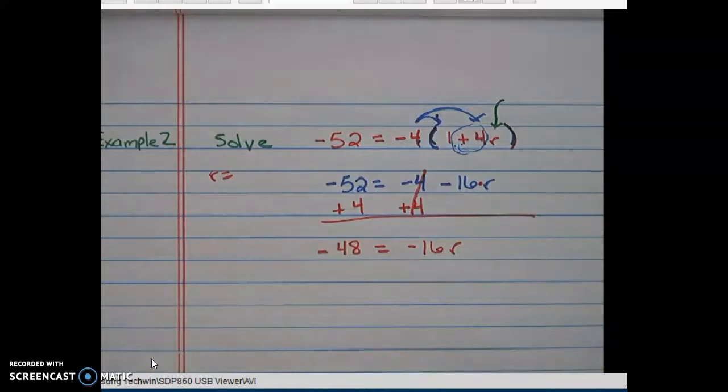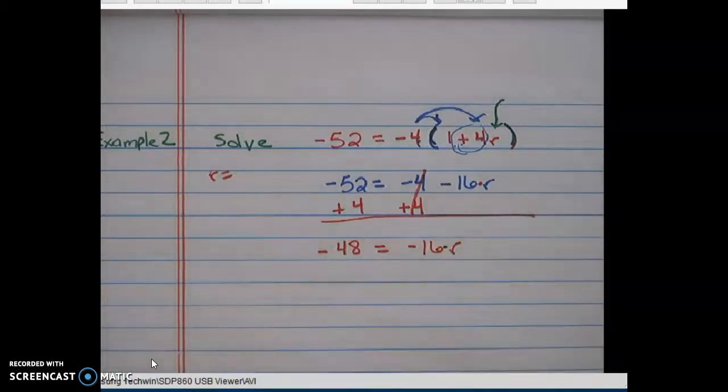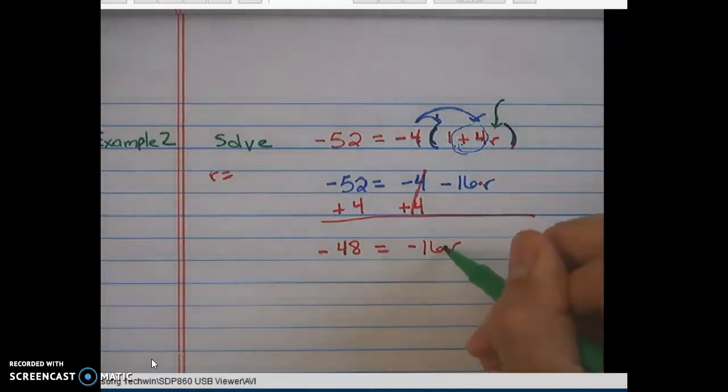And I always go back to ask you, are you done? Well, how do we know if we're done? Well, you know you're done if the R is completely by itself on its side of the equal sign. And right now it's not. It still has that times negative 16. So we've got to get rid of a multiplication.